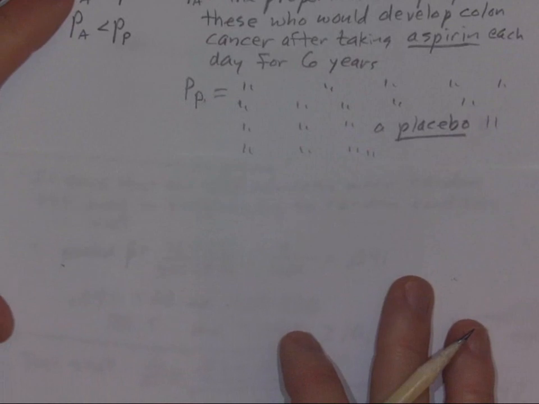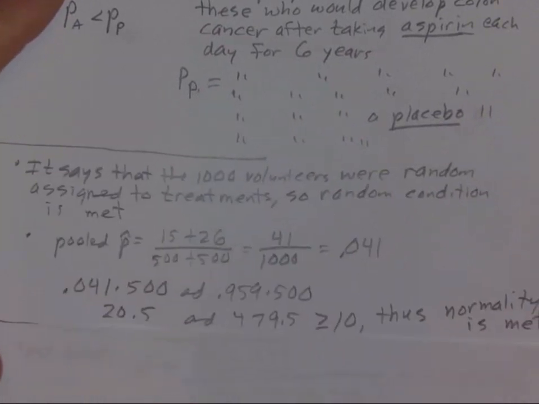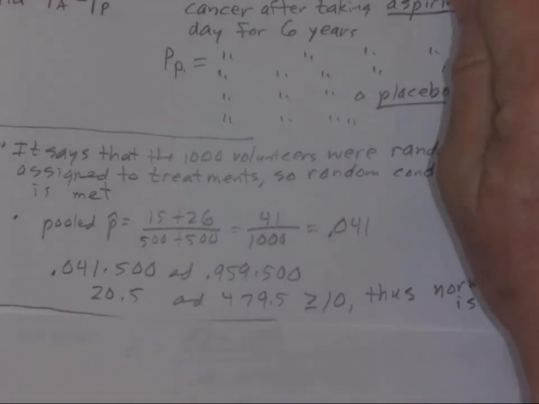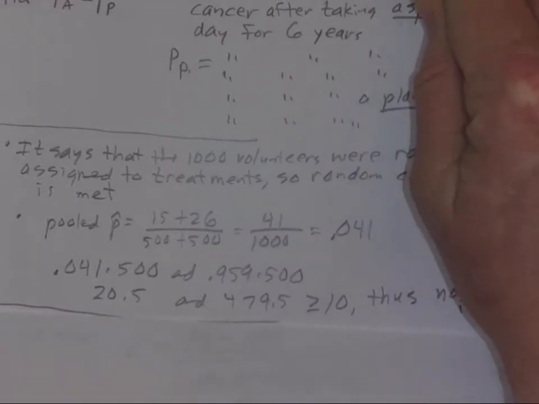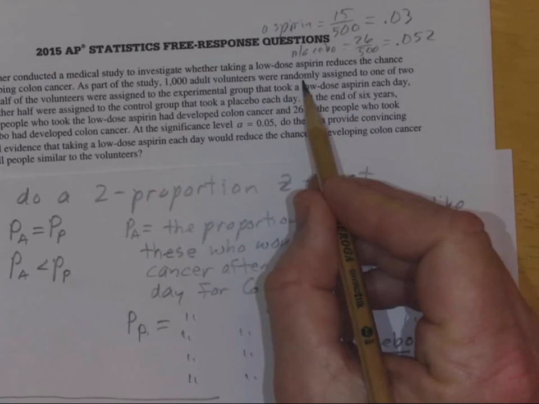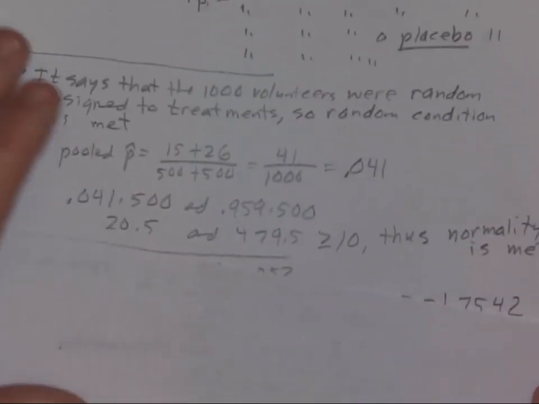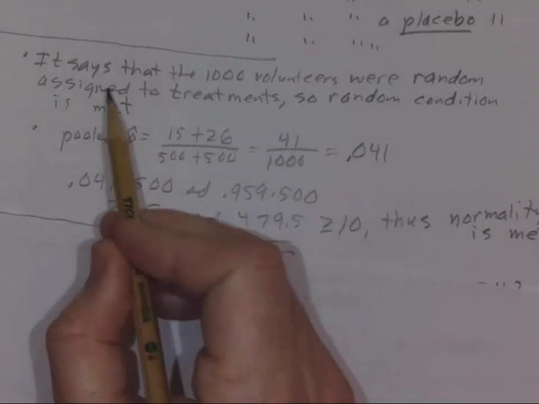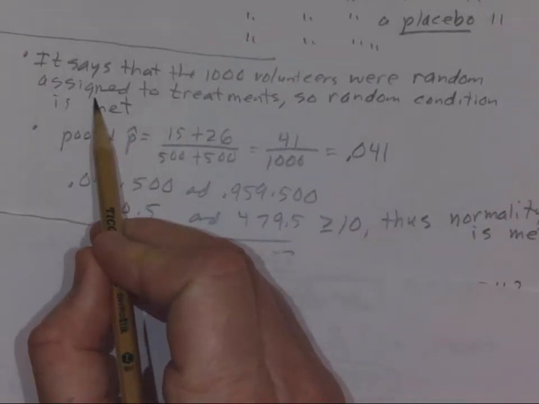And then you do your SIN, your conditions or your assumptions. Now, first of all, it does not say they were randomly selected. It says they were adult volunteers. So you have to clearly state that we can only generalize about people like these. Okay, but they were randomly assigned. It says clearly that they were randomly assigned. So your random condition is met, but don't say random sample. You have to say randomly assigned or randomly allocated.